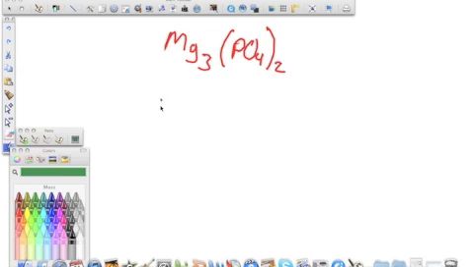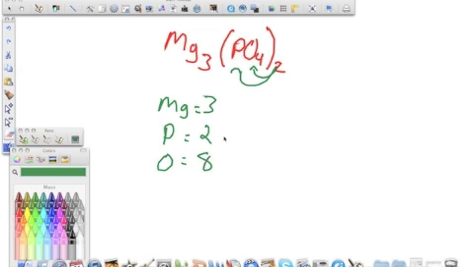We have magnesium as one of our elements, phosphorus as one, and oxygen as one. So then all we do is we count the number of atoms in each, and we see we have 3 magnesiums. We have, remember that 2 distributes out, so we have 2 phosphorus, and we have 8 oxygens. Look on the periodic table, get the atomic mass for each. We know that magnesium is 24.31. Phosphorus is 30.97. And oxygen is 16.00.